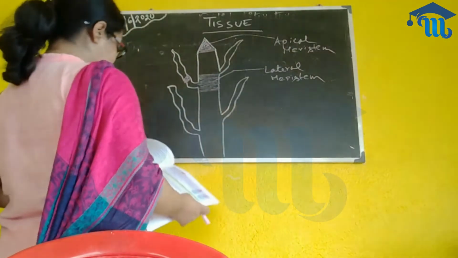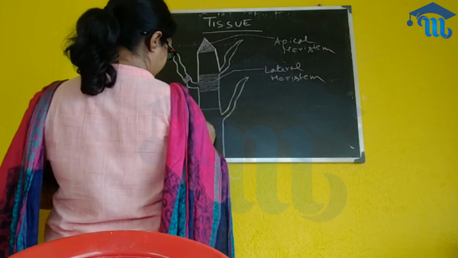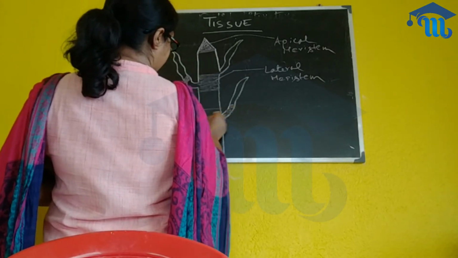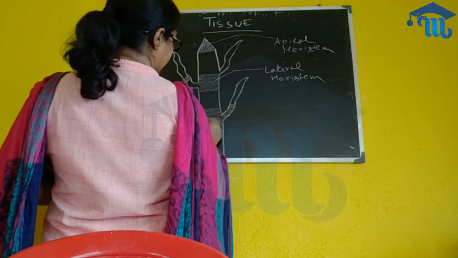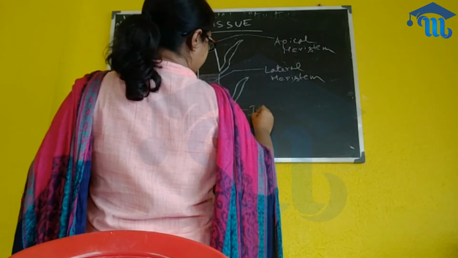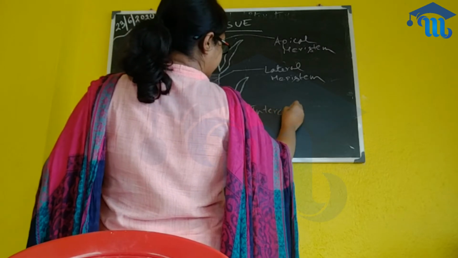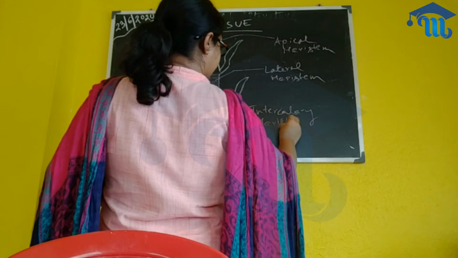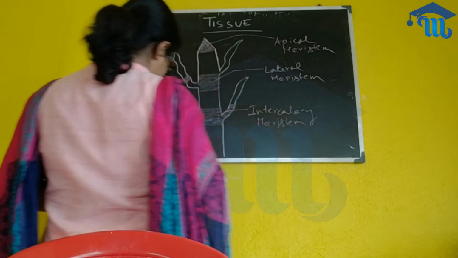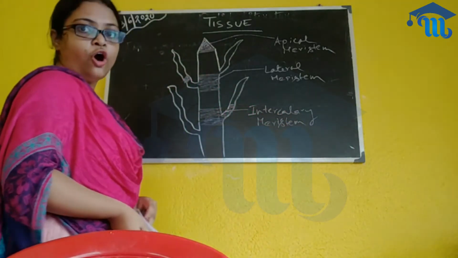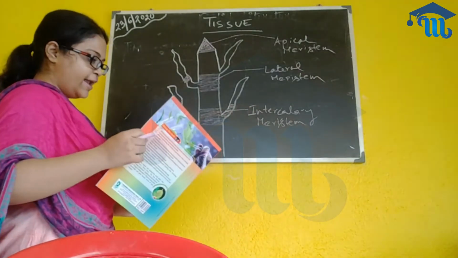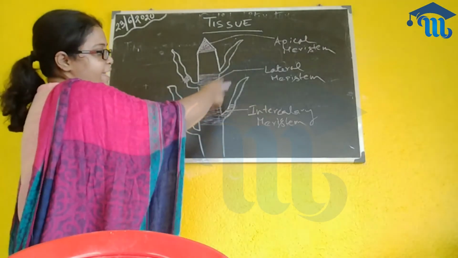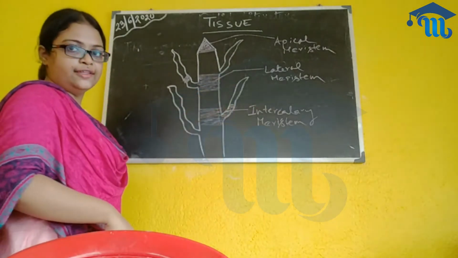And the third one is intercalary meristem. It is located at the base of leaves or at the internode, and it helps the organ to grow in length.